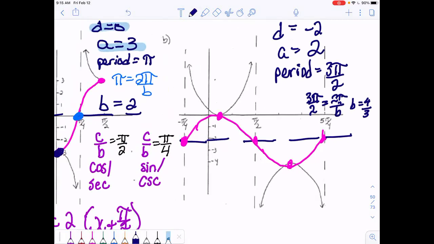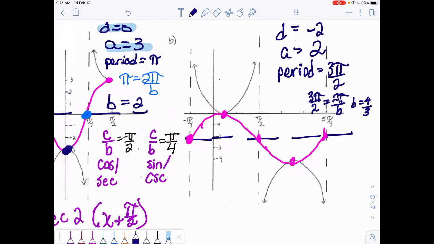So D, A, and B are the same for both. And then we need to just find the phase shift. This looks like a sine graph, so I'm going to think sine versus cosecant, and we need our phase shift for cosine or secant. So sine, it looks exactly like sine. That starting point at sine, negative pi over 4, is easy to see visually. It's that first point on the left. It's where it starts in the middle, where the x-intercept should be, and it goes positive or max after that. So negative pi over 4.